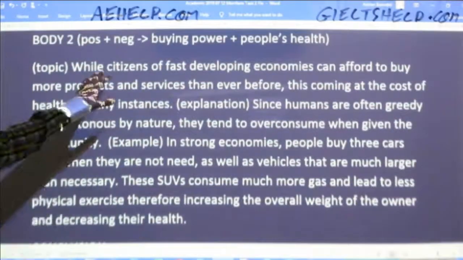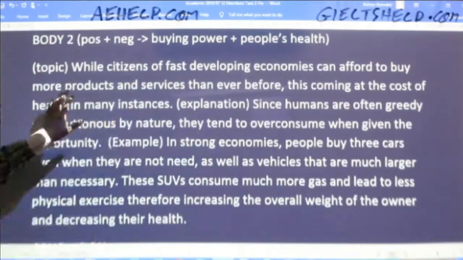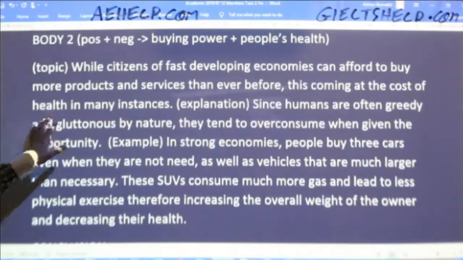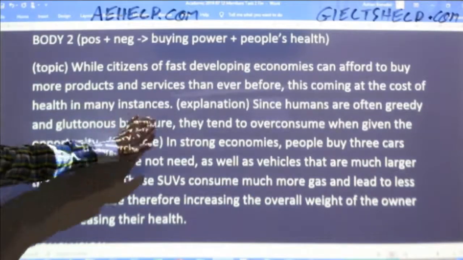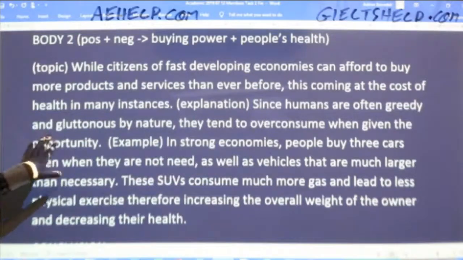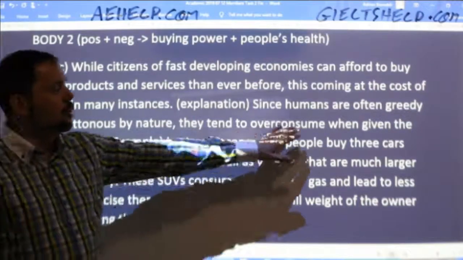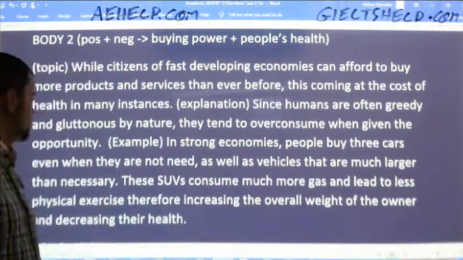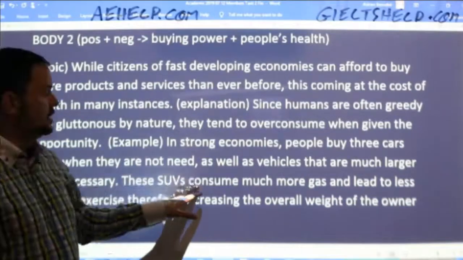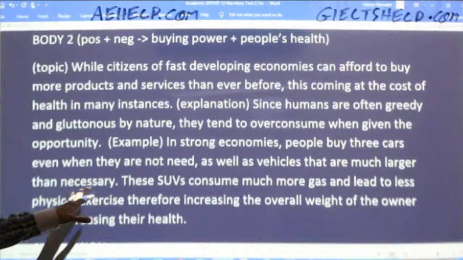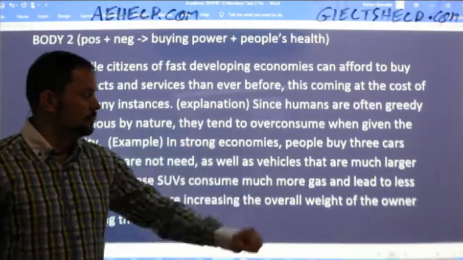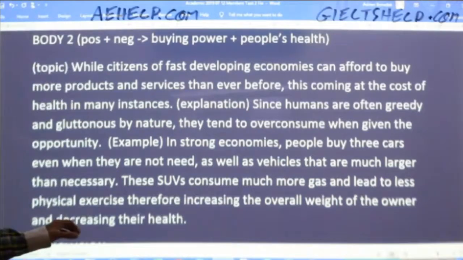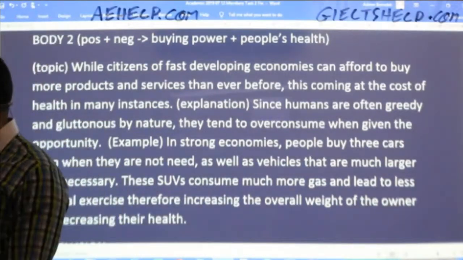While citizens of fast developing economies can afford to buy more products and services than ever before, this comes at the cost of health in many instances. Since humans are more often greedy and gluttonous by nature, they tend to overconsume when given the opportunity. In strong economies, people buy 3 cars even when they are not needed, as well as vehicles that are much larger than necessary. These SUVs consume much more gas and lead to less physical exercise, therefore increasing the overall weight of the owner and decreasing their health.